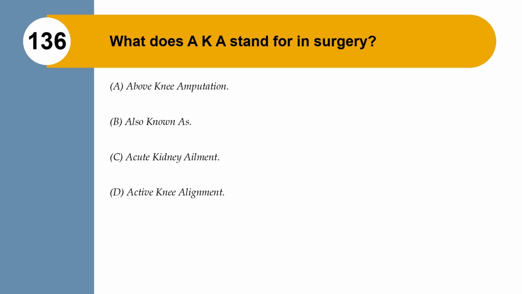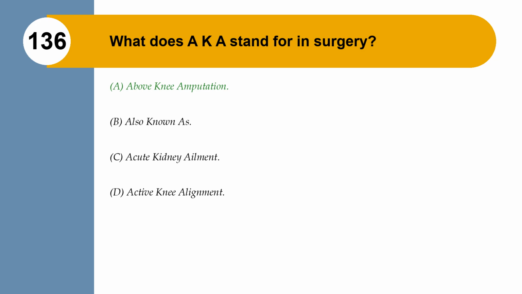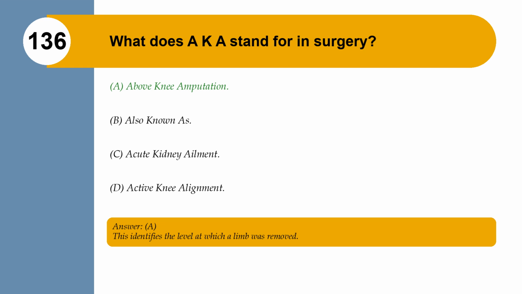Question 136. What does AKA stand for in surgery? Option A, above knee amputation. Option B, also known as. Option C, acute kidney ailment. Option D, active knee alignment. The correct answer is option A, above knee amputation. Explanation. This identifies the level at which a limb was removed.